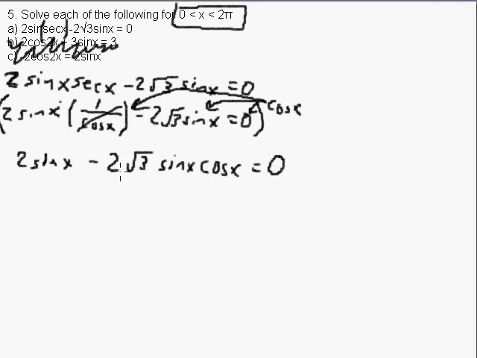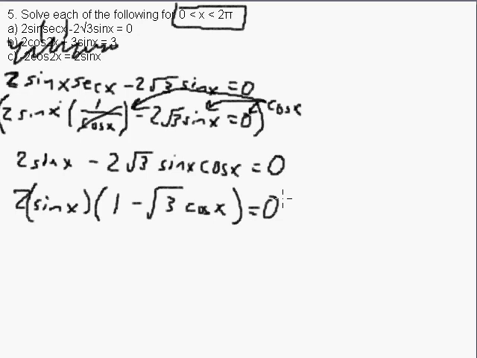Now, the first time I tried to solve this problem, I looked at this 2 sine x cos x and went, ooh, I can use a double angle formula and turn it into sine 2x. It didn't help. Here's what you have to do. Take the 2 sine x and actually factor it out. Oh yeah, there's factoring involved here. So 2 times sine x gets factored out, and that leaves us with 1 minus root 3 cos x equals 0.